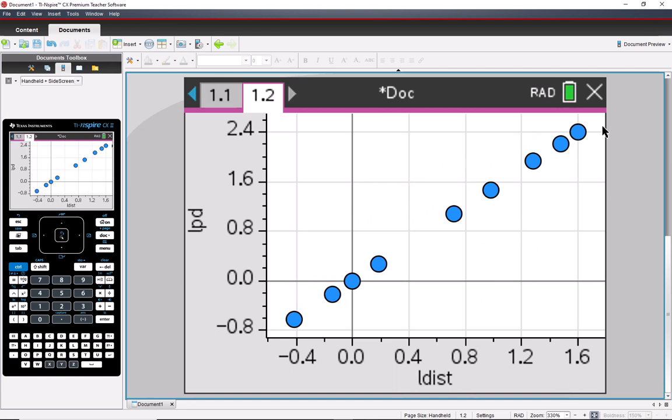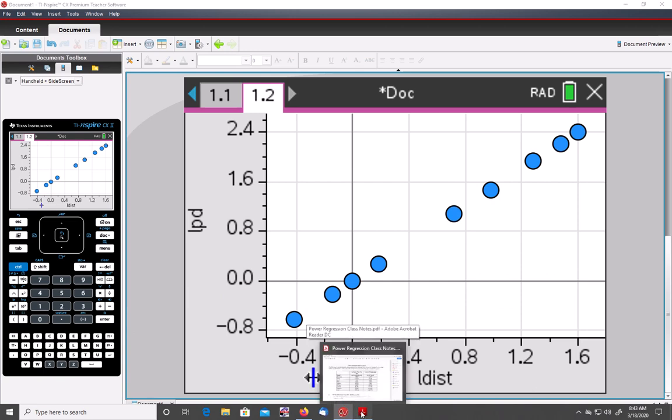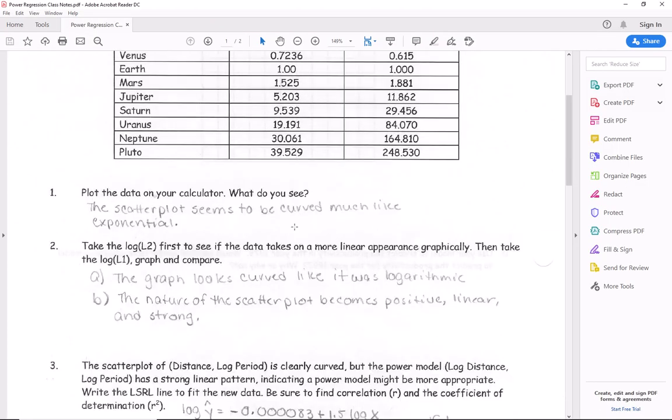And now that it's looking pretty linear, we can go ahead and just do linear calculations on it. So, let's review and see how we've done with the notes part of it. All right. So we did the scatter plot originally, and it was curved, looked like it was exponential. So we treated it like exponential and did log of the output, and it looked almost logarithmic. So then we took the log of the input, the log of the distance, and that did seem to straighten it out. So then the nature of the scatter plot we ended up with became positive, linear, and strong.